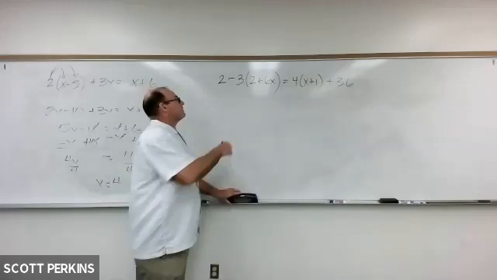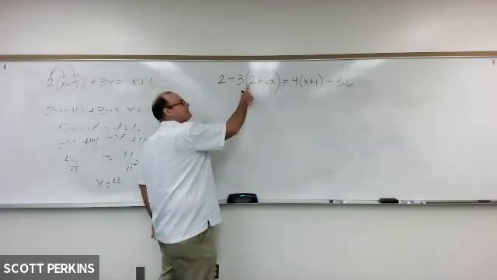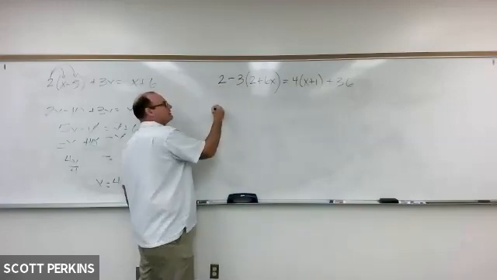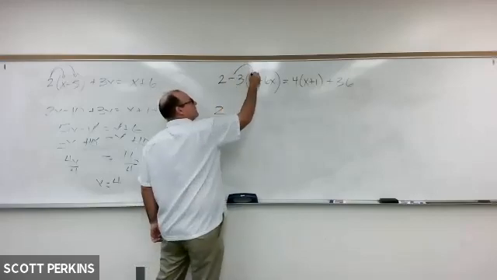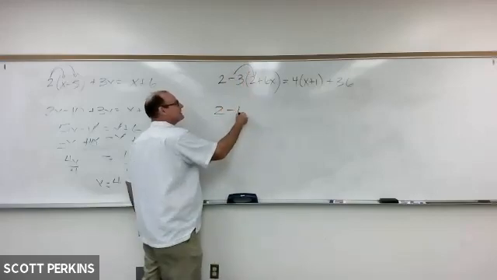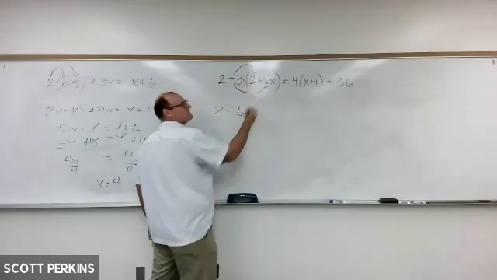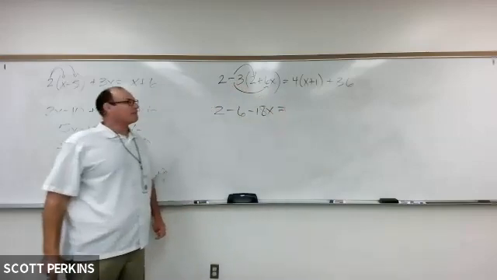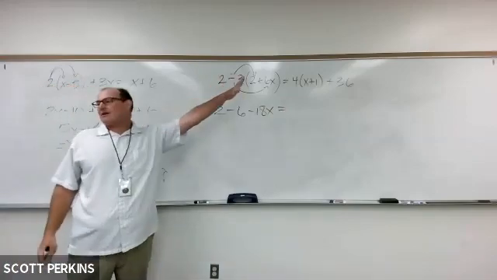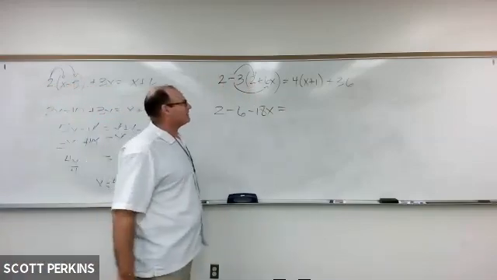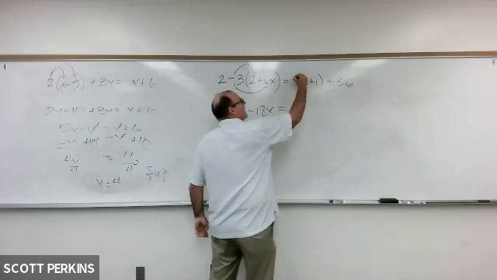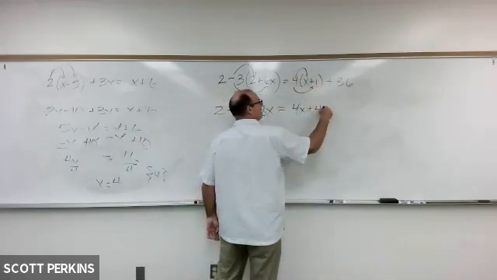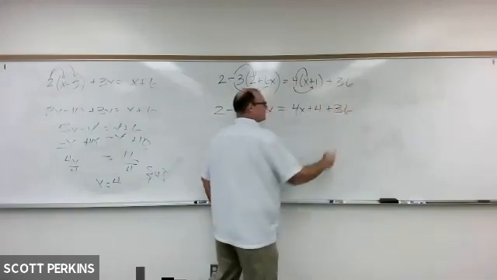Okay, so the first thing I'm going to do is I'm going to distribute this negative 3 through the parentheses. So the 2, I'm not doing anything with the 2. Negative 3 times 2 is negative 6. And then negative 3 times 6x is negative 18x. On the other side, the way the other side's written, it doesn't fool us at all. I'm going to go ahead, 4 times x is 4x. 4 times 1 is 4, and then I've got that plus 36.